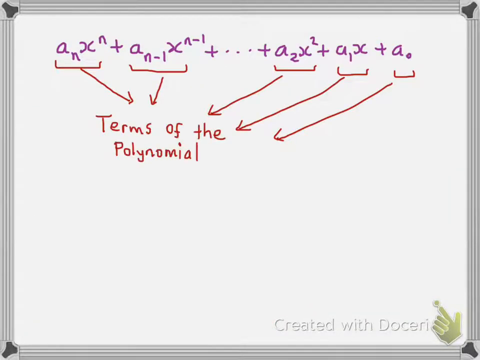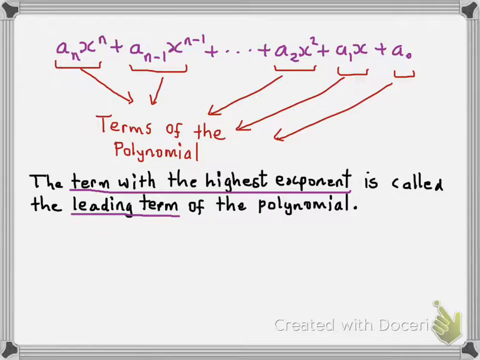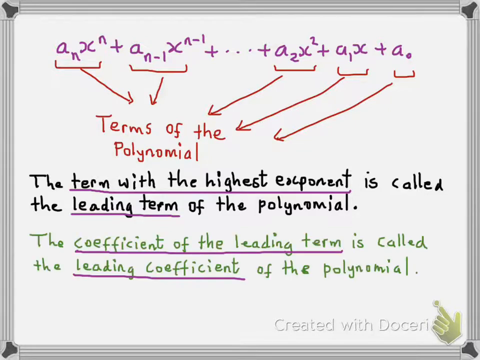Now, this generic form that we had before, a polynomial is made up of terms. So a sub n x to the power n, a sub n minus 1 x to the power n minus 1, and so on. These are the terms of the polynomial, and they are separated by addition or subtraction. The term in your polynomial expression that has the highest exponent is called the leading term of the polynomial. The coefficient of the leading term is called the leading coefficient of the polynomial. A sub 0 is the constant term in the polynomial. It's always going to be some number.